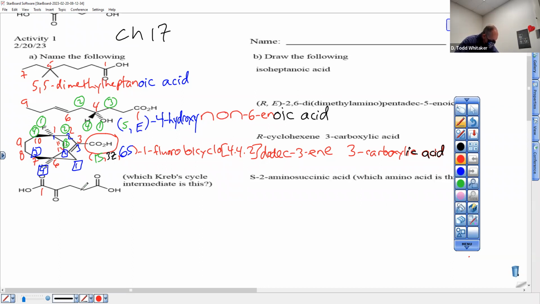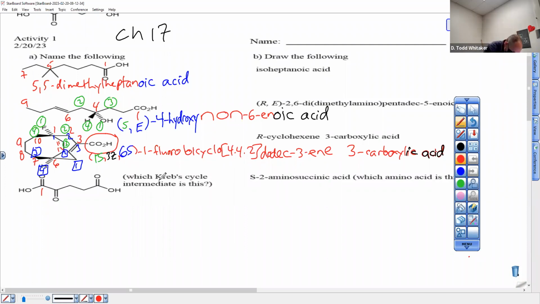Then apparently we're going to sneak in a Krebs cycle intermediate. Anybody know an alternate name for Krebs cycle? There's 2 of them. Citric acid cycle is another one. Old name is the tricarboxylic acid cycle. I don't think anybody's using that. Maybe.